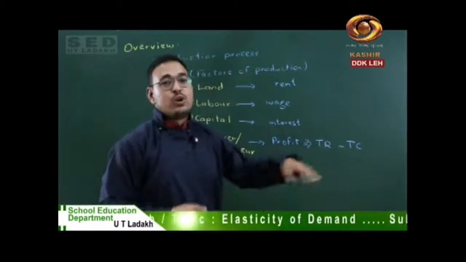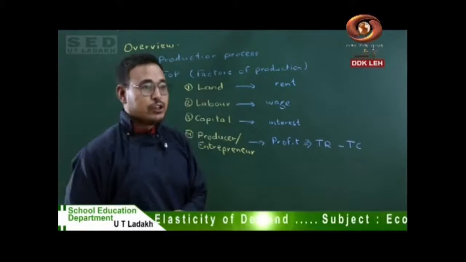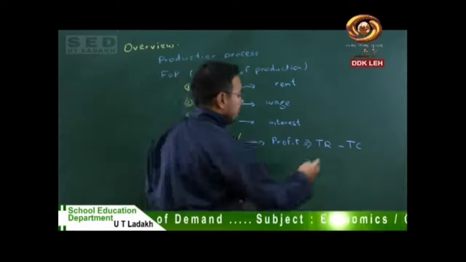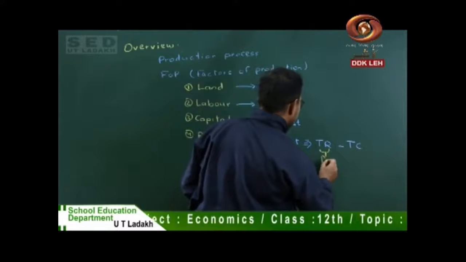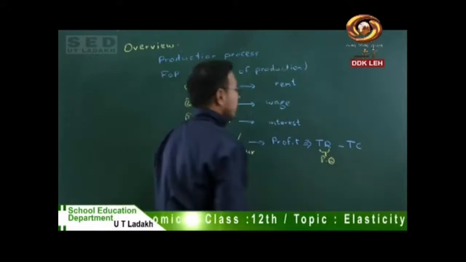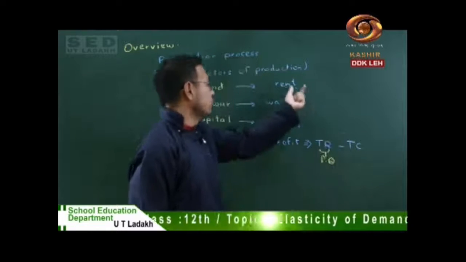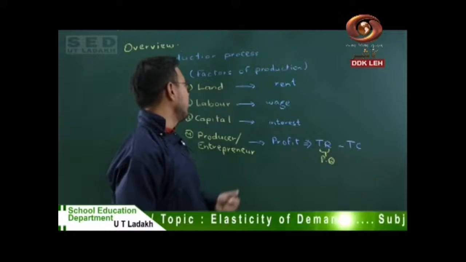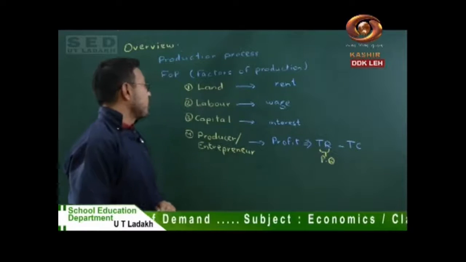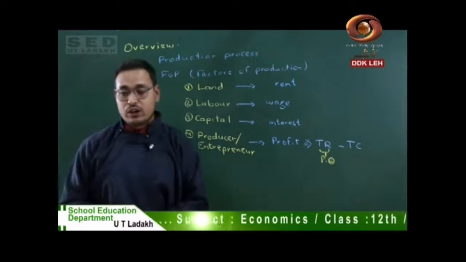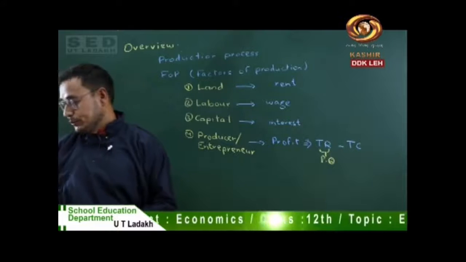Total revenue is whatever you finally produce and sell, whatever you get is total revenue. In the last class, we studied that your total revenue is simply price multiplied by quantity. Now what is cost? Cost is all those costs that you carry. For example, cost of labor, cost of land, cost of capital. That is the cost. So that is what we call factors of production.